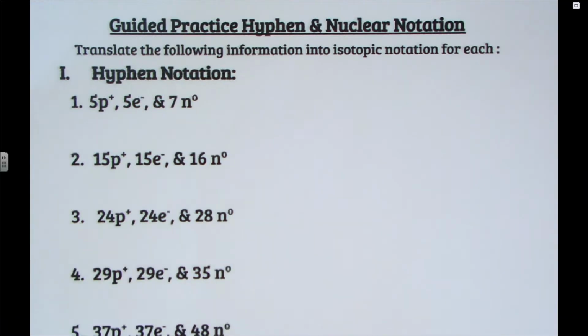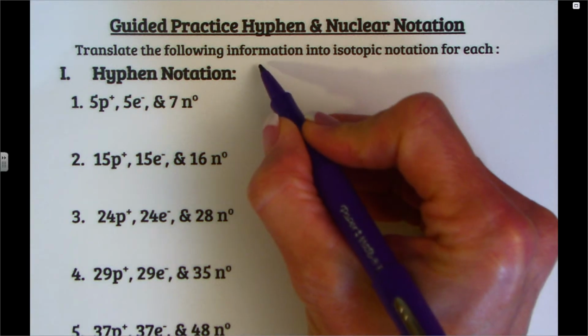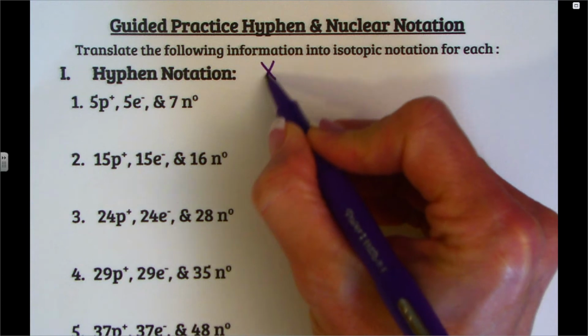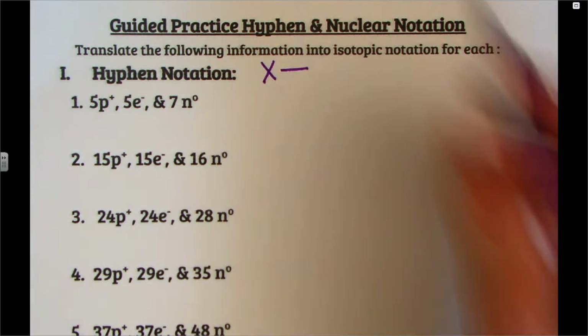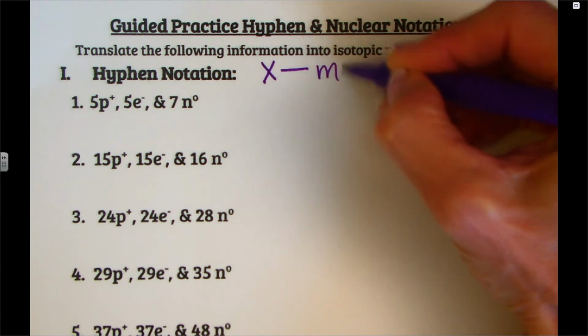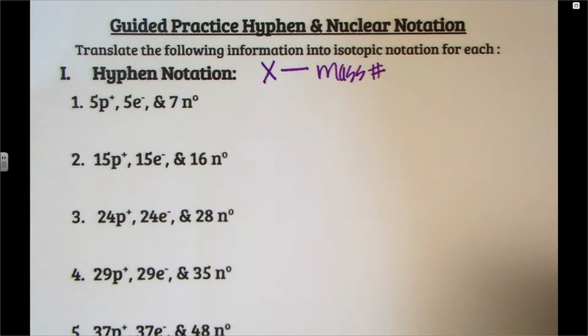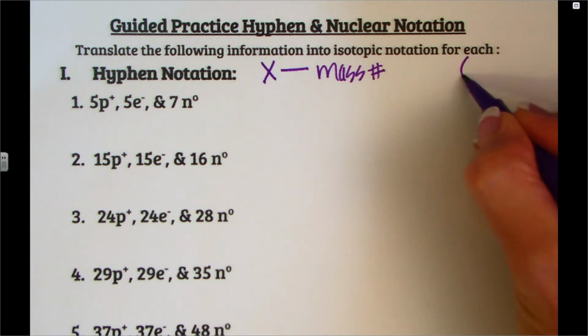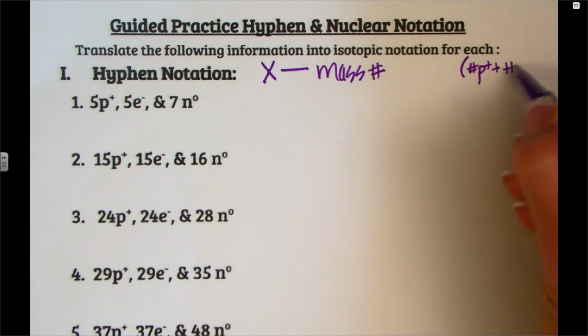So let's go through some guided practice for hyphen and nuclear notation. We just finished up the lesson on hyphen and nuclear notation, and I want to remind you, hyphen notation is going to have the symbol for the element. So I'll use an X for that. And then a hyphen that separates the symbol from the mass number. Now remember, the mass number is equal to the sum of the number of protons plus the number of neutrons.